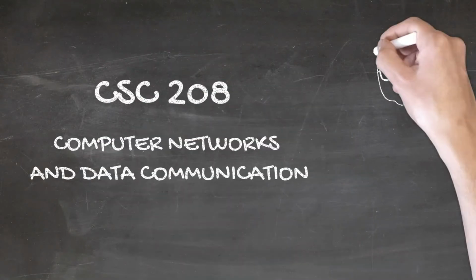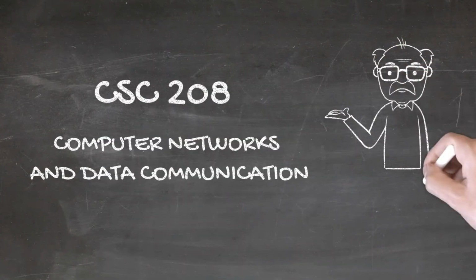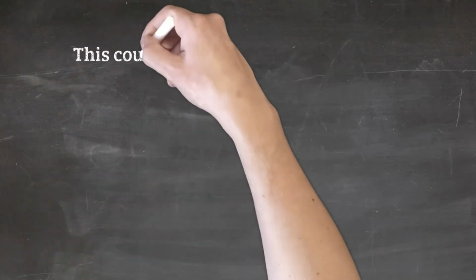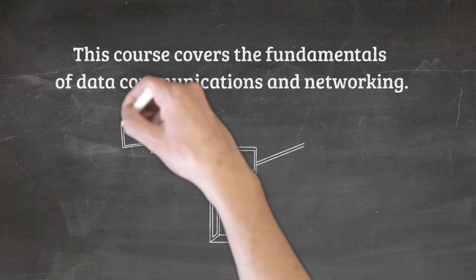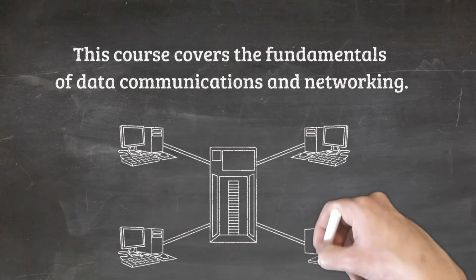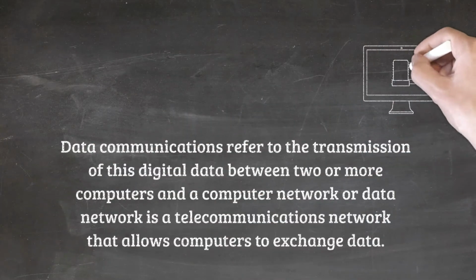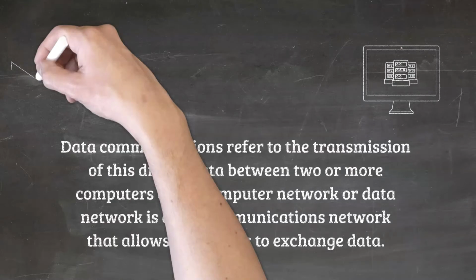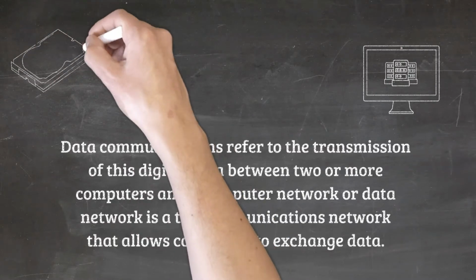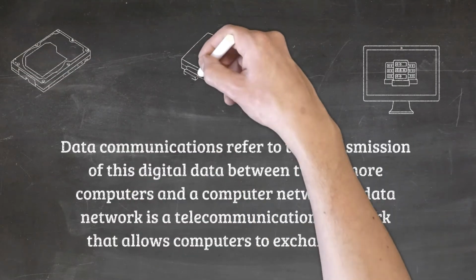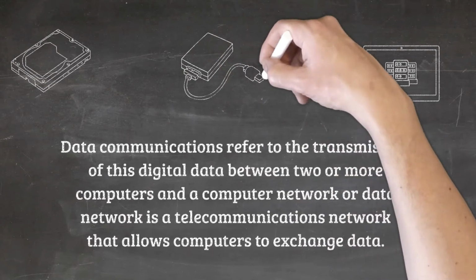CSC 208. Computer Networks and Data Communication. This course covers the fundamentals of data communications and networking. Data communications refer to the transmission of digital data between two or more computers, and a computer network, or data network, is a telecommunications network that allows computers to exchange data.